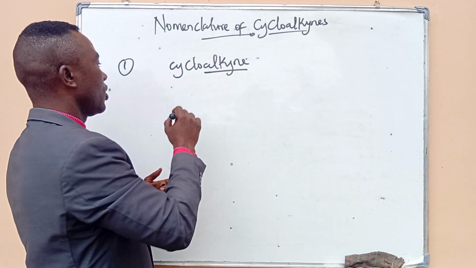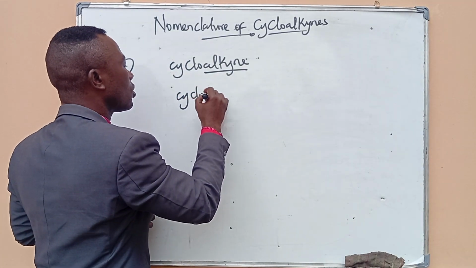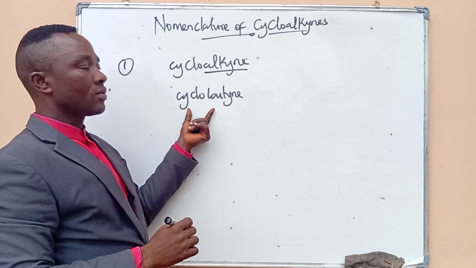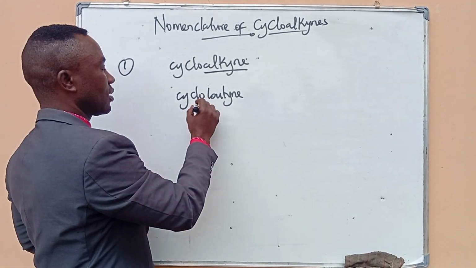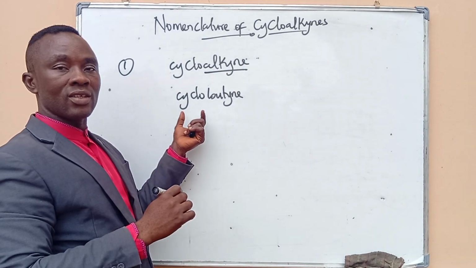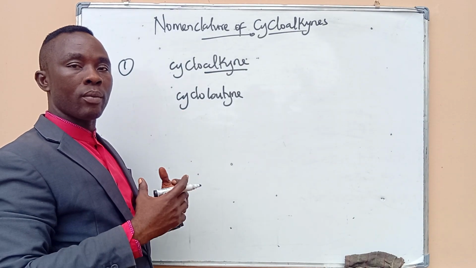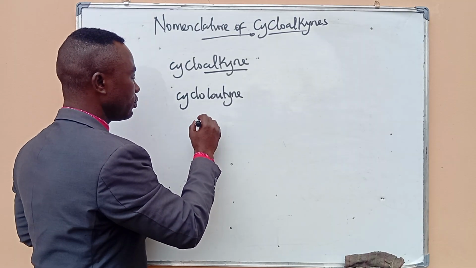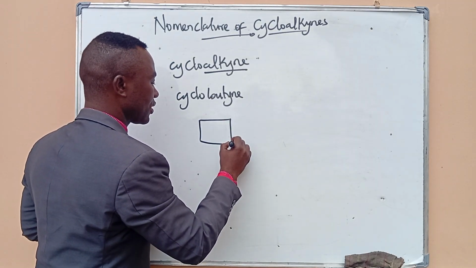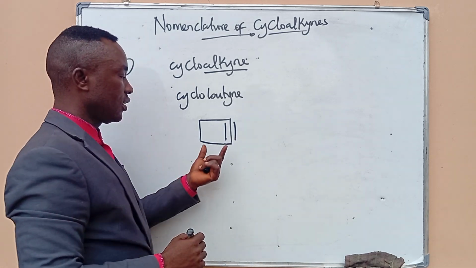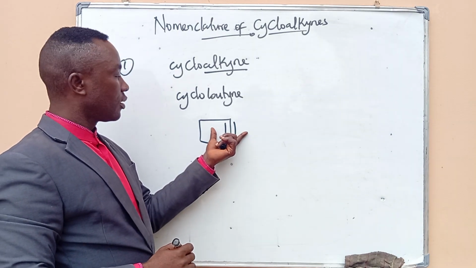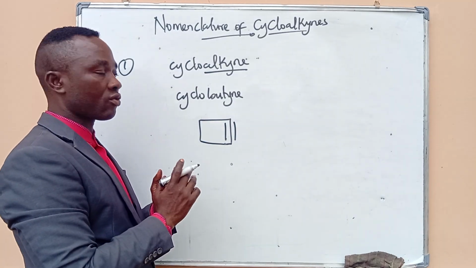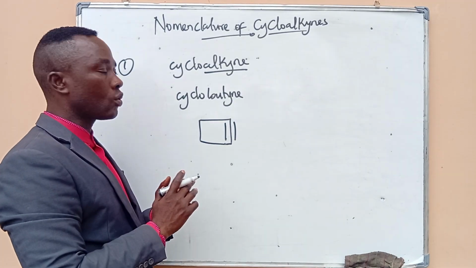For example, we can have cyclobutyne. So cyclobutyne simply means that what? That the butyne is not in a straight chain or branch chain. Okay, it is in what? Cyclic chain. Cyclobutyne can be written as this. Okay, this is the triple bond. Because there are 1, 2, 3, 4 carbon atoms, that's why we call it cyclobutyne.